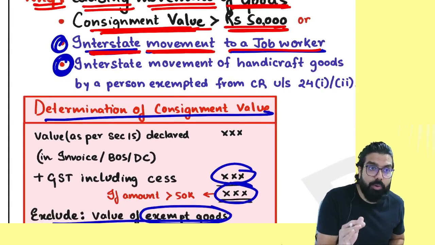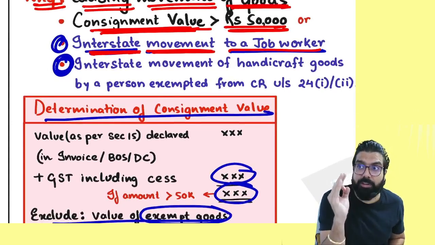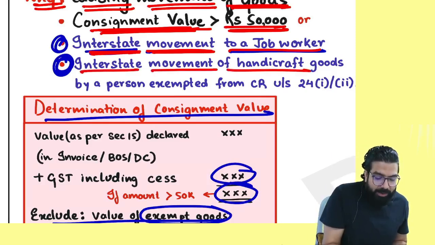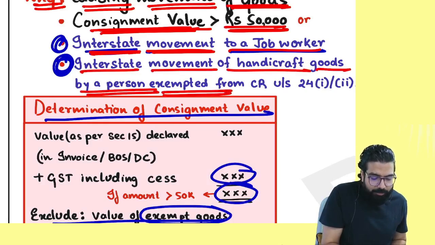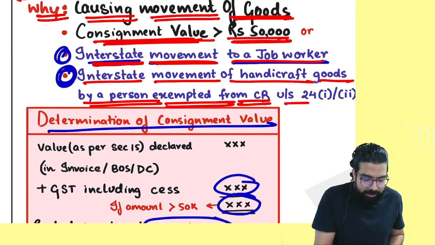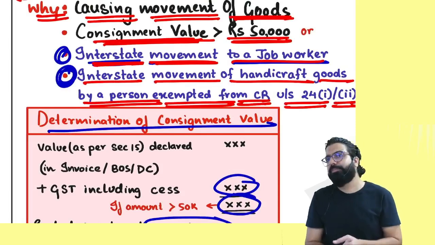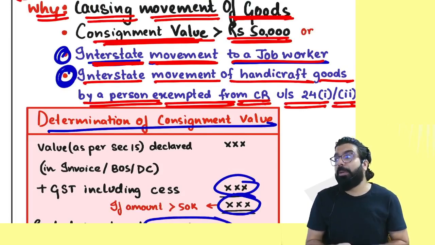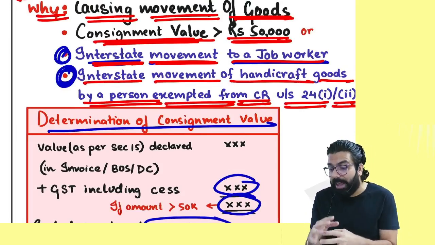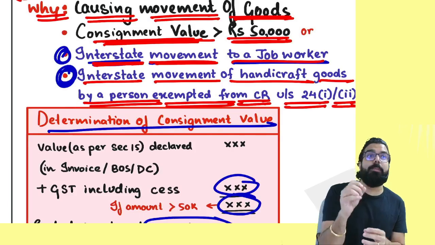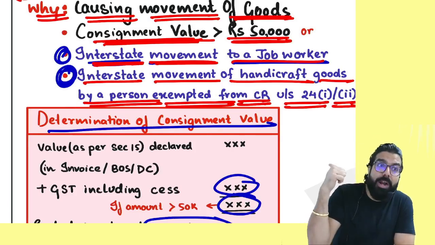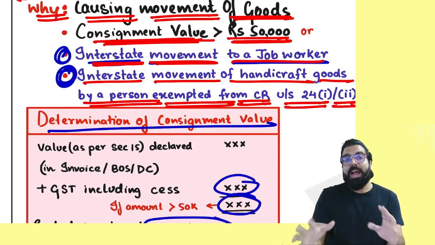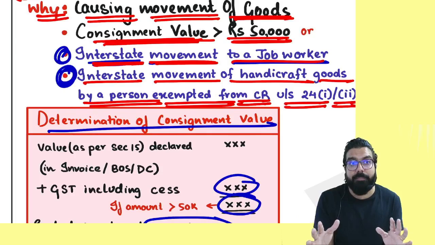Next, don't see the value. In the interstate case, even if goods worth 1 rupee are sent for job work, the e-way bill is compulsory. The next one: interstate movement of handicraft goods by a person exempted from compulsory registration under section 24(1) and (2). Do you remember? Handicraft suppliers, casual taxable persons, or suppliers supplying goods from one state to another state are not required to take compulsory registration. Up to what limit? 20 lakhs or 10 lakhs. Do you remember, everyone?